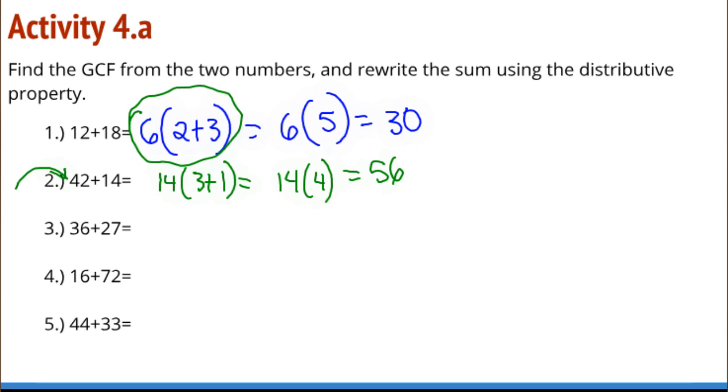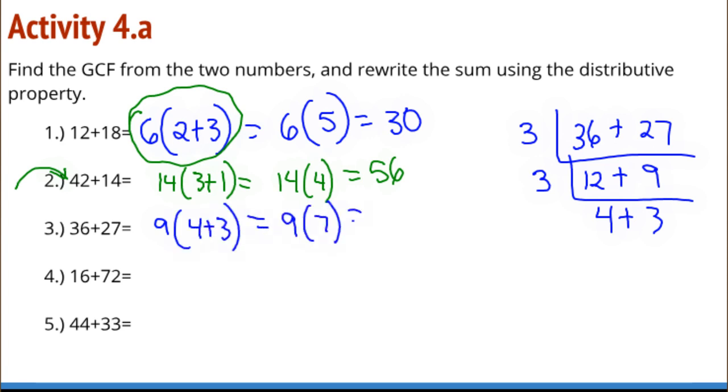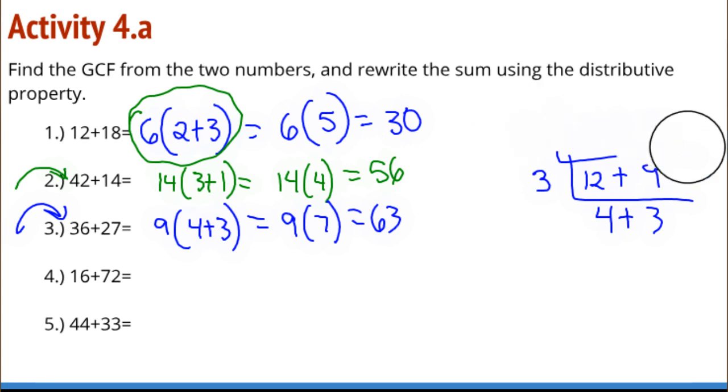All right, 36 plus 27. I see I can divide both of these by 3. And I can divide by 3 again. So I've got 9 times 4 plus 3, which is 9 times 7, which is 63. And 36 plus 27 is 63.